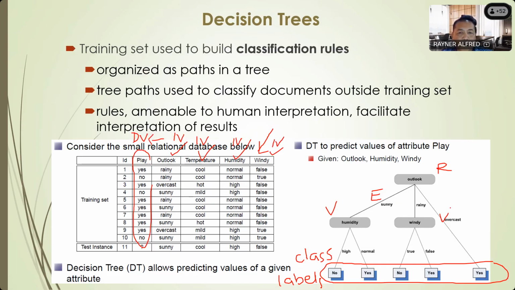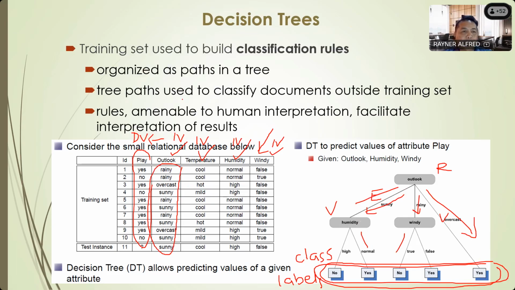So for this one, we start with the outlook. If the outlook is sunny, we go here. If rainy, we go here. If overcast, we go here. So depending on the unique values that we have here, it continues until we get down here. So we decide to play or not play depending on which path we are going.